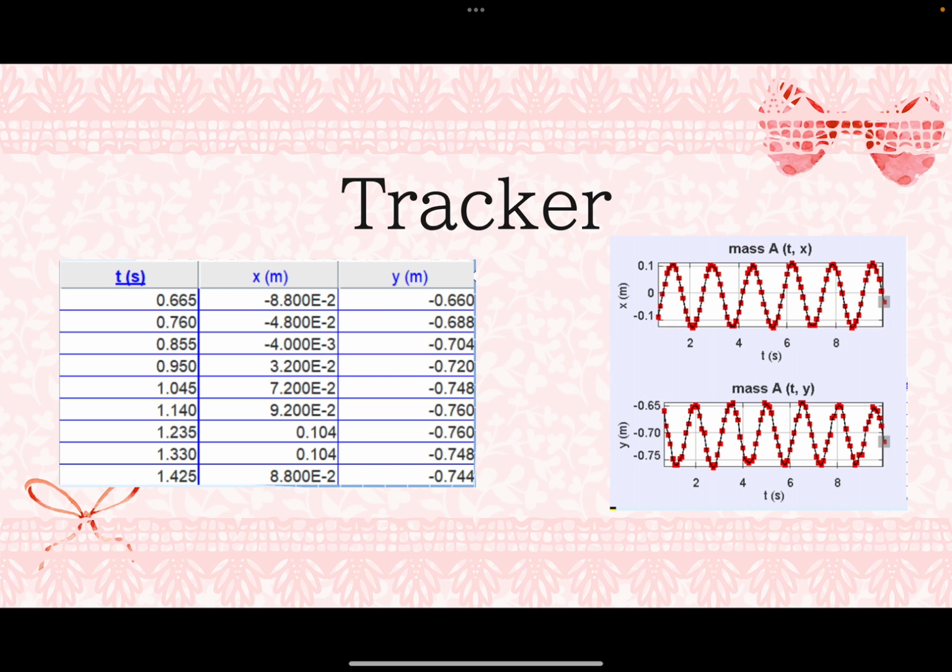So shown here is the Tracker data, which I converted into a CSV to input into GlowScript and the GlowScript code. Tracker was able to make the graph shown right there, which shows the position in the x and the y direction.